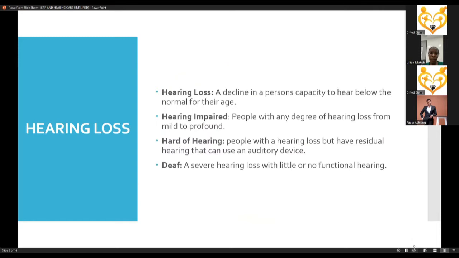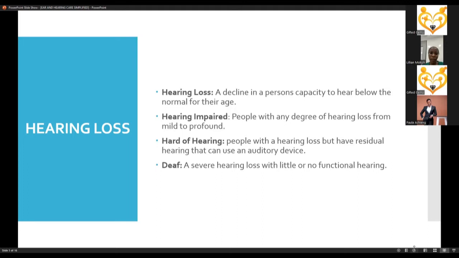So when somebody is not able to hear, we say that a person has a hearing loss. A hearing loss is not to say that you're deaf or you have a problem, but a hearing loss means that you have a decline in the normal level of hearing compared to other people of your age. Again, because hearing is different in different ages. As you grow older, you're not able to hear as well as when you are young. And so whenever a person has a decline below what is expected for their age, we say they have a hearing loss.